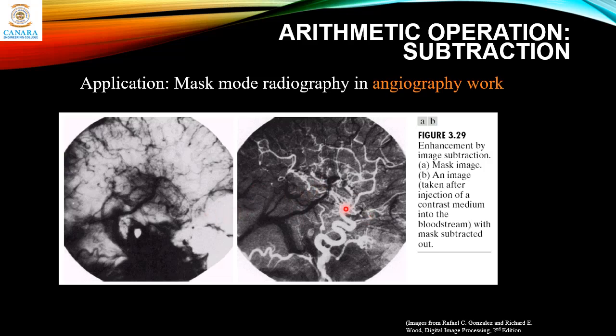So any difference will be highlighted. So if the original image had a white area and after masking it renders a black area, then we are just taking the difference, and that part will be highlighted. So it shows the blood vessels which are there in the spinal cord.